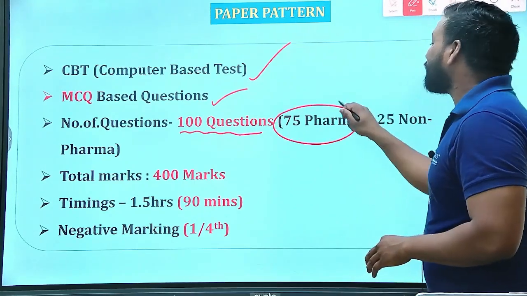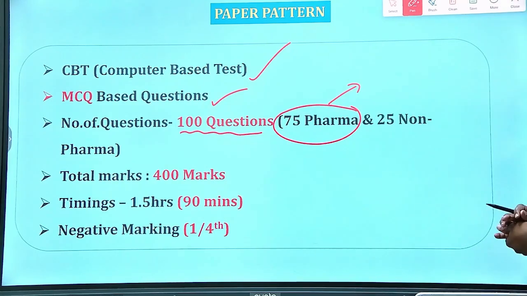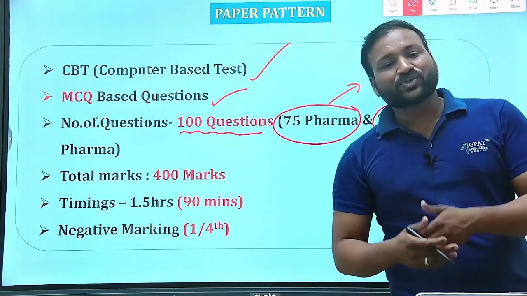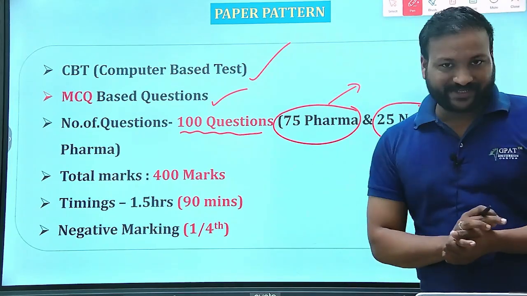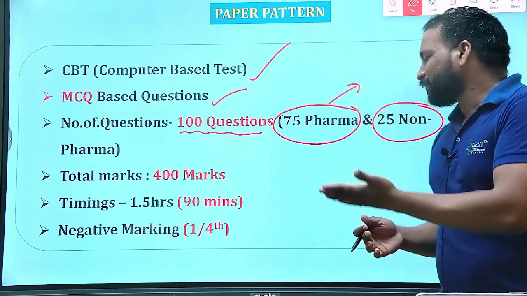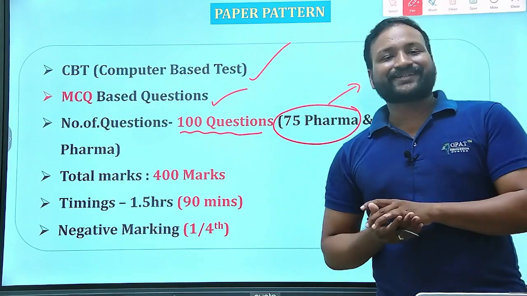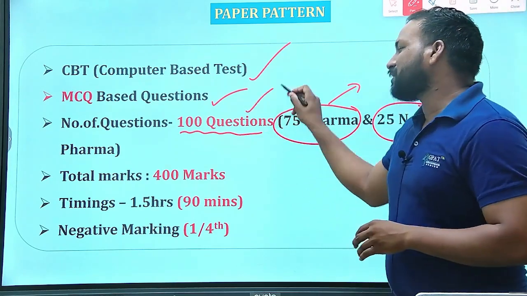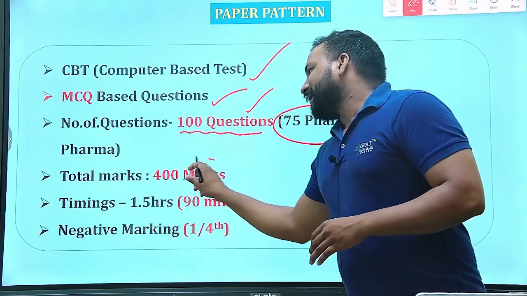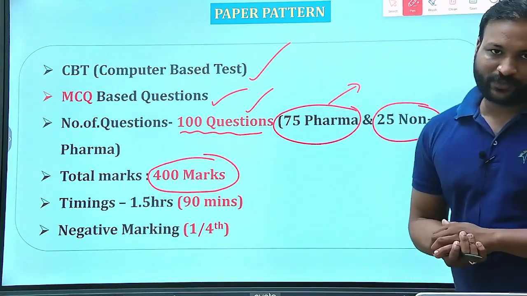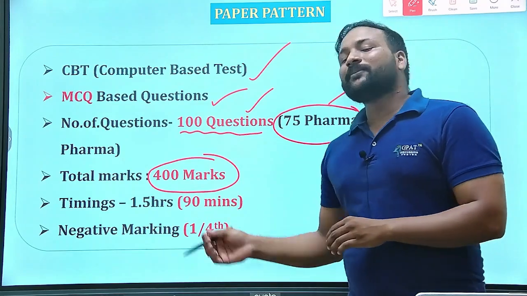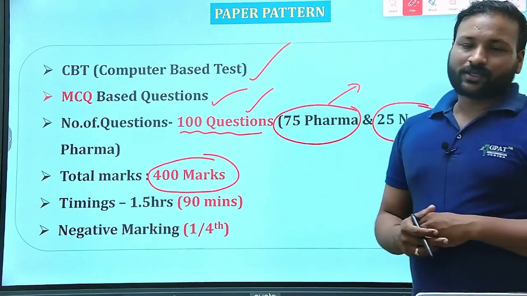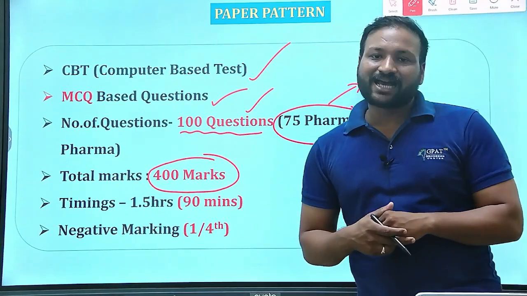Out of 100, 75 are pharma, which means technical, which includes all the subjects we'll see. And 25 are non-pharma, non-technical, which includes general aptitude, general knowledge and reasoning. Each question carries 4 marks, which means a total of 400 marks, and you will be allocated 90 minutes, which means 1.5 hours, to complete this examination.